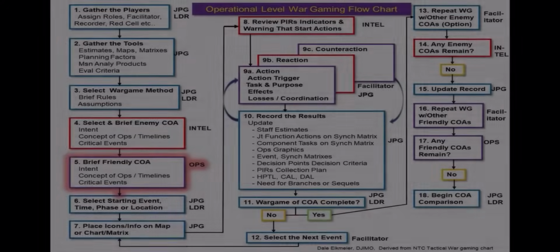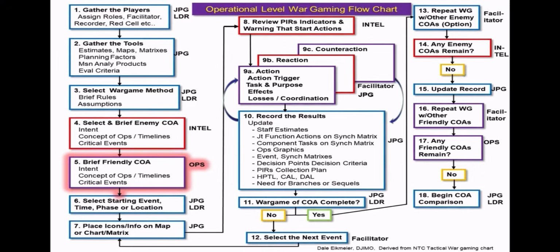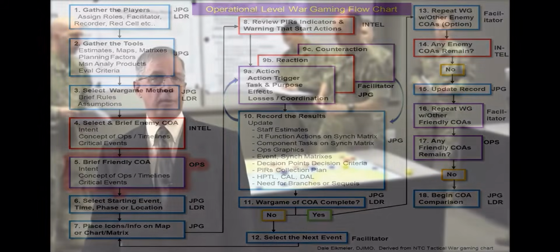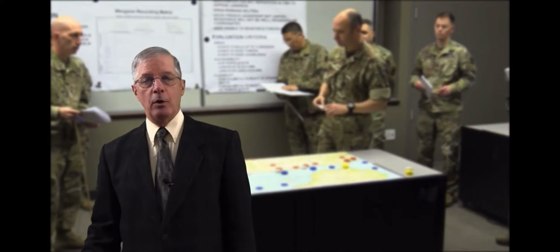In step 5, the lead ops planner briefs the major points of the friendly course of action to make sure that all of the participants know the COA being analyzed. The ops rep, like the intel rep, would continue to discuss specific details of the COA. The purpose of both briefings is to remind the participants of the details of the COAs.